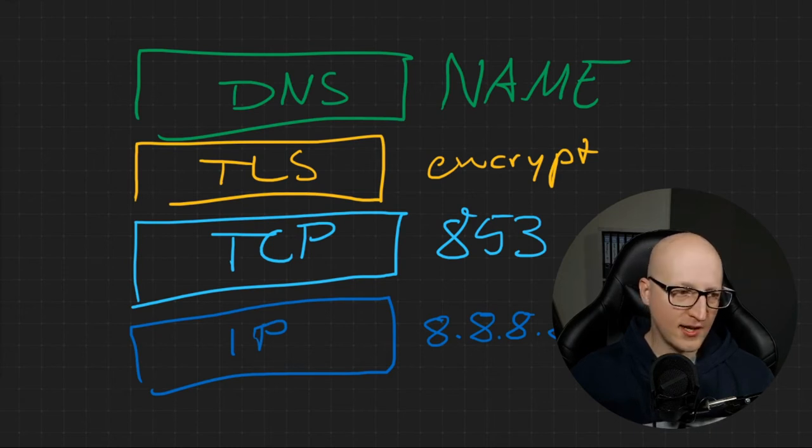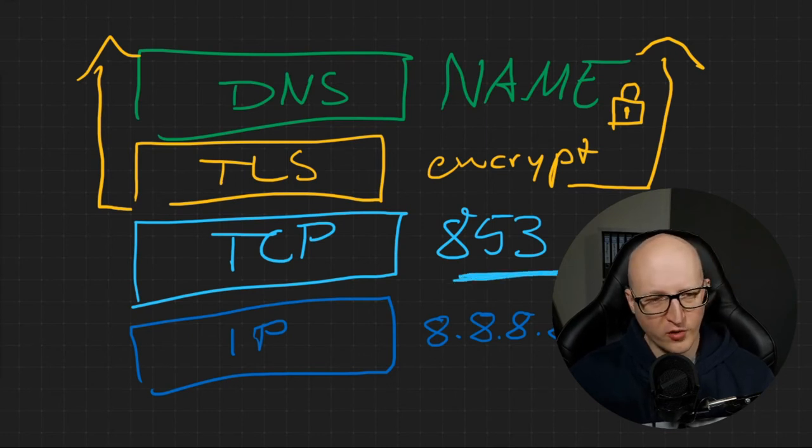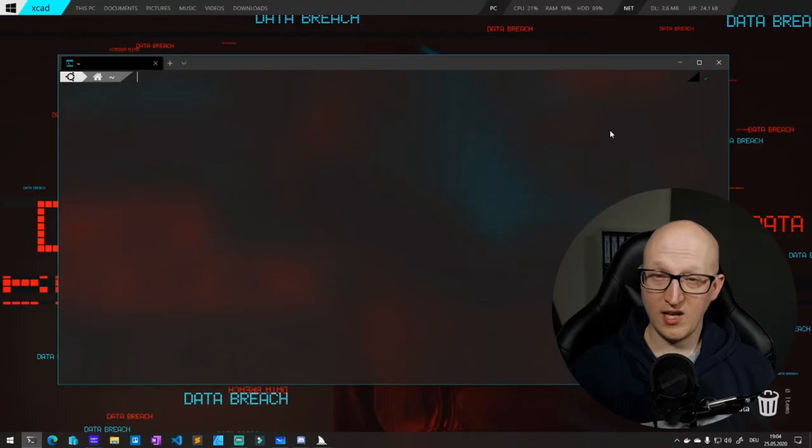Because of the TLS protocol, this request is completely encrypted from here. So your ISP or basically anyone in between can't inspect this traffic anymore because it's encrypted. And that is basically how DNS over TLS is working. DNS over TLS is very easy to detect because it uses this port here, 853. Let me do a short demonstration of how you can do that.